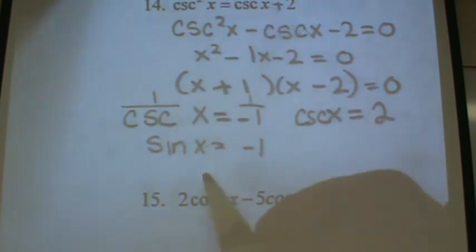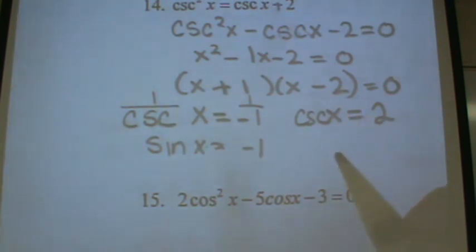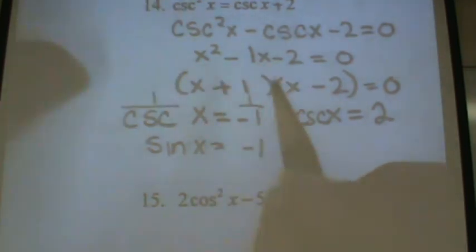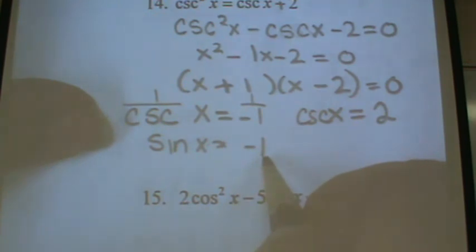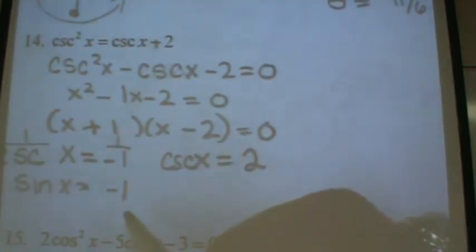Now, where is the sine ratio? What is the definition of sine? Sine is y, the y value over the r value. Where's the y value, -1? Where is it, -1? 3 pi over 2. Yep, 3 pi over 2. That's where the y value is -1.